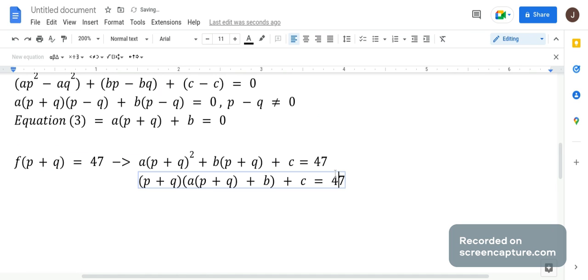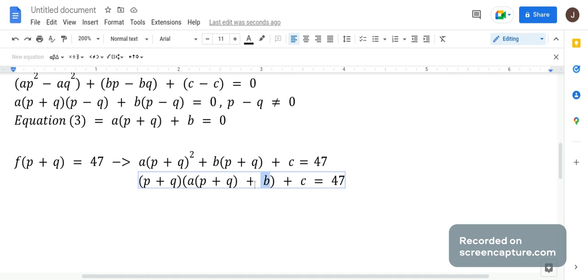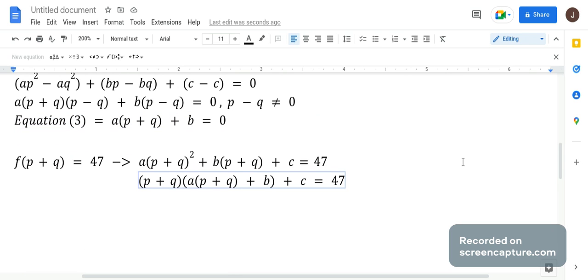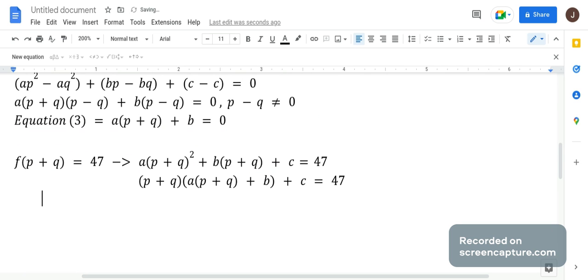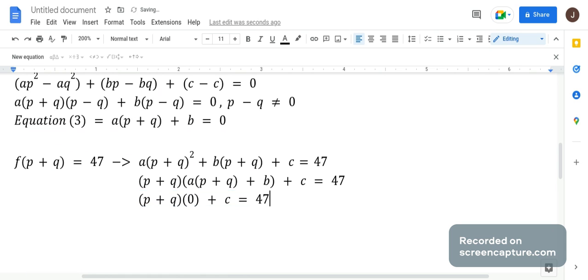One interesting thing you can find now is that this thing is equal to 0. See? So we can simply plug in 0 there, and everything times 0 is 0. So this can be further simplified into 0 plus c is equal to 47. So we get that c is 47.